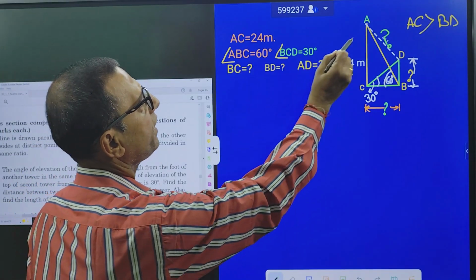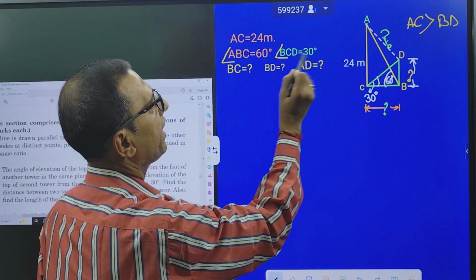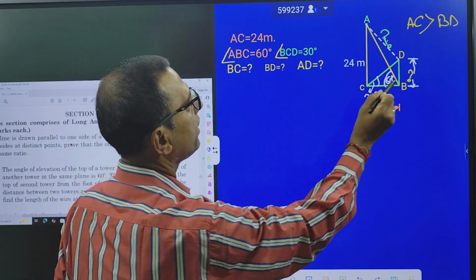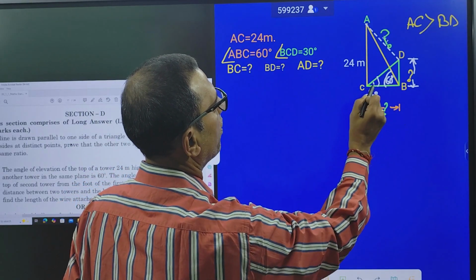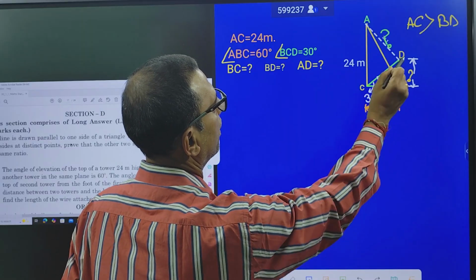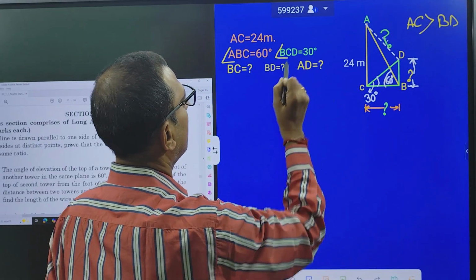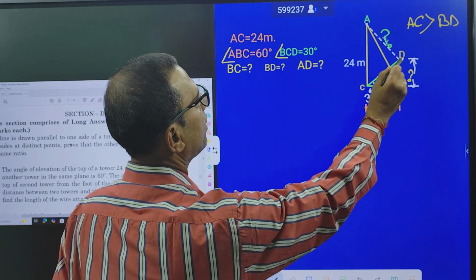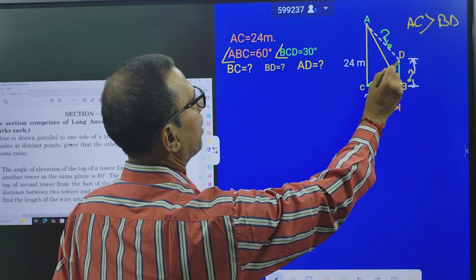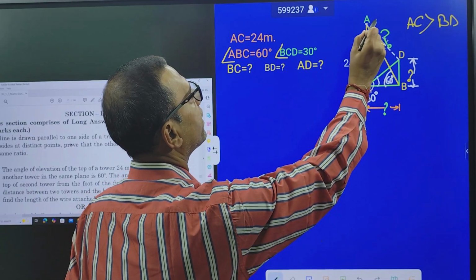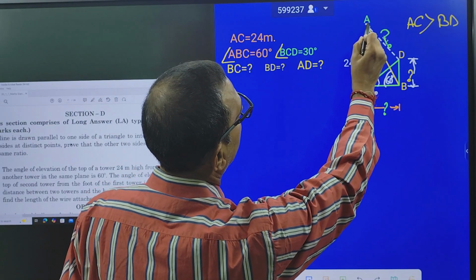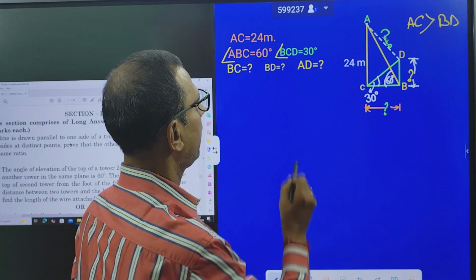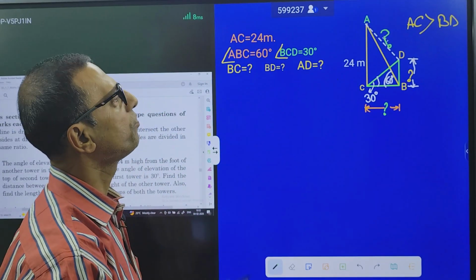Okay, so AC is given 24 meter, angle ABC from right-angled triangle ACB is 60 degree, angle CBD from right-angled triangle DBC, or CBD, is 30 degree. So you need to find out BC, what is the value of BC, what is the height of the second tower BD, and what is the length of the connecting string between the tops of both of these towers, that is AD. Right? These are the things you need to find out.